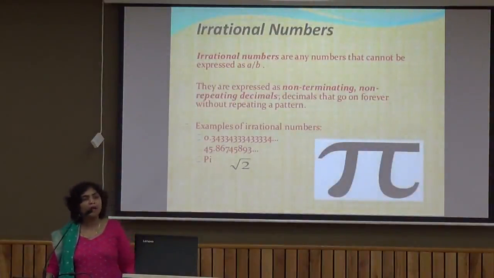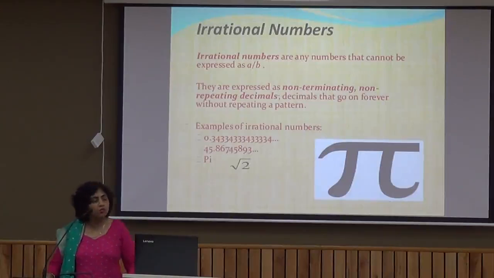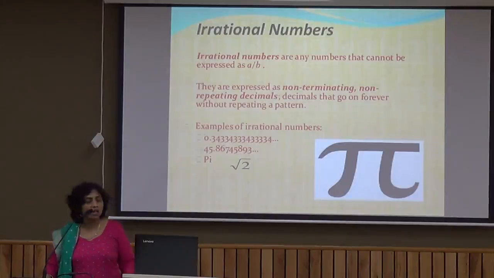Now we have already done irrational numbers in class 9. So we again come back to irrational numbers, and here we'll prove how we can say that a given number is irrational. Irrational numbers are those numbers which cannot be expressed in the form a upon b, where a and b are integers and b is not equal to 0. In decimal representation, non-terminating, non-repeating decimals are irrational numbers. Examples: square roots of non-square numbers, cube roots of non-cube numbers, pi, and so on.